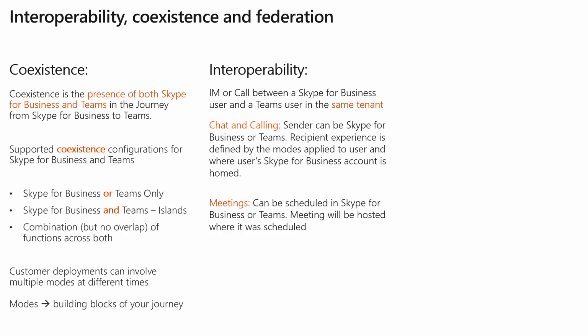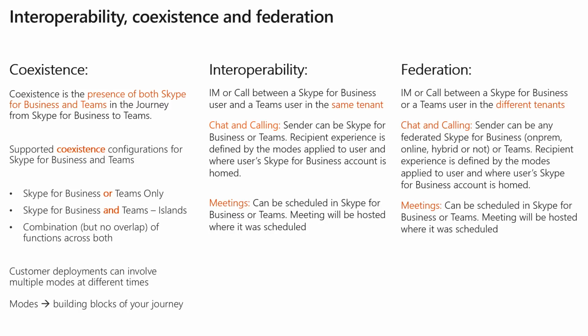Interoperability refers to chatting or calling between a Skype for Business and a Microsoft Teams user within the same tenant. Interoperability specifically refers to chat and calling. Meetings always work within the application in which they were scheduled, meaning if it's a Teams meeting, you will join that with a Teams client. If it's a Skype for Business meeting, you will join that with a Skype for Business client. This is regardless of what type of coexistence mode is applied to the user.